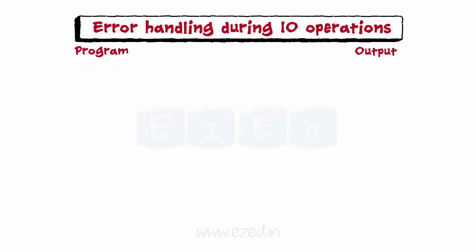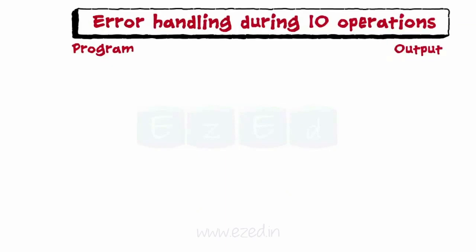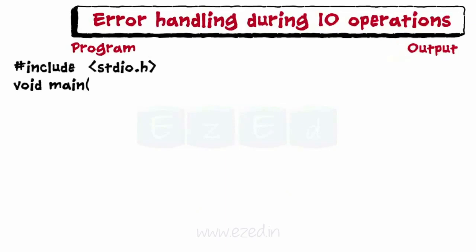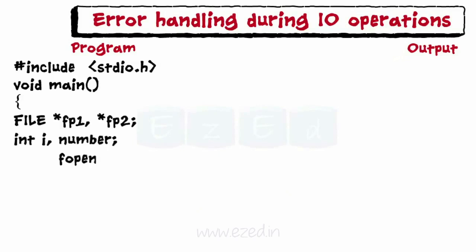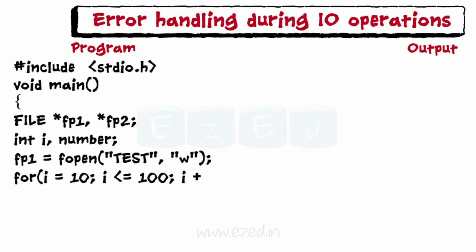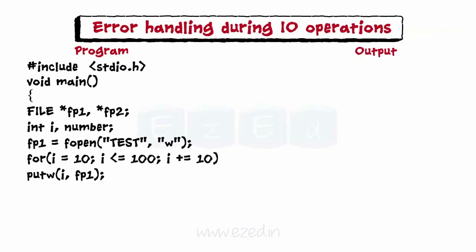Write a program to illustrate error handling in file operations. We start by declaring the main function followed by the file pointers and another pointer of type character along with other variables. We open the file test, which is pointed to by fp1, in writing mode, and place integers 1 to 10 in it using putw, after which we close the file.